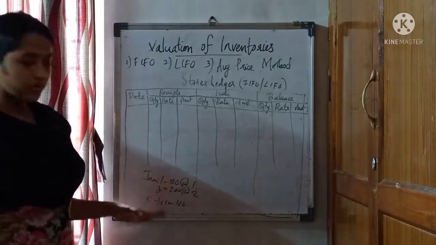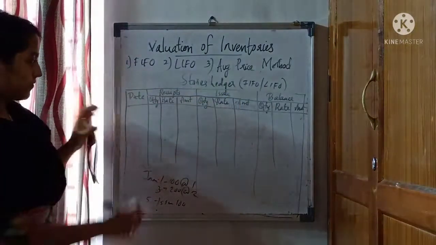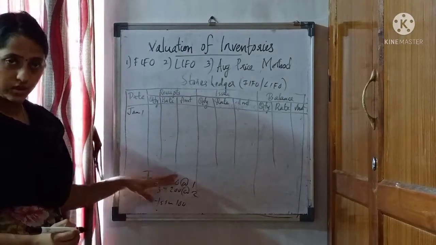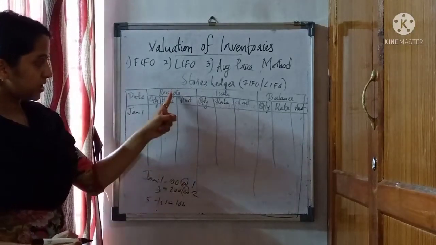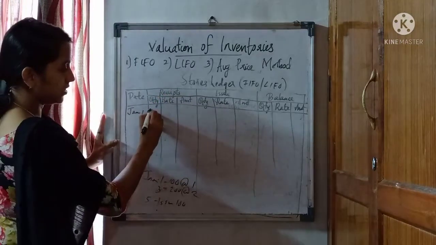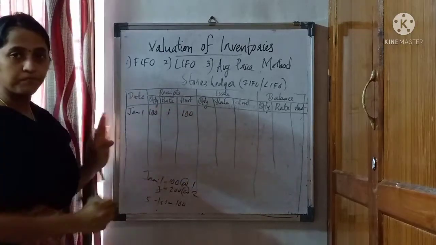So in this example, under FIFO method, how will we write it? The date we have to give is January 1. Then it is actually a purchase, so purchase will come under the receipt column. So 100 at the rate of 1. So quantity is 100, rate is 1 and amount will be 100.